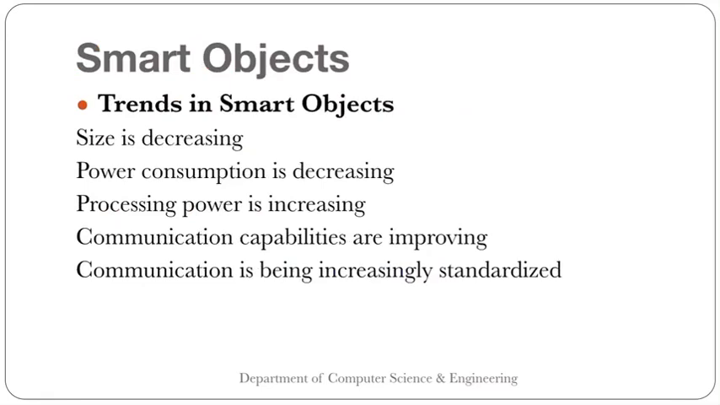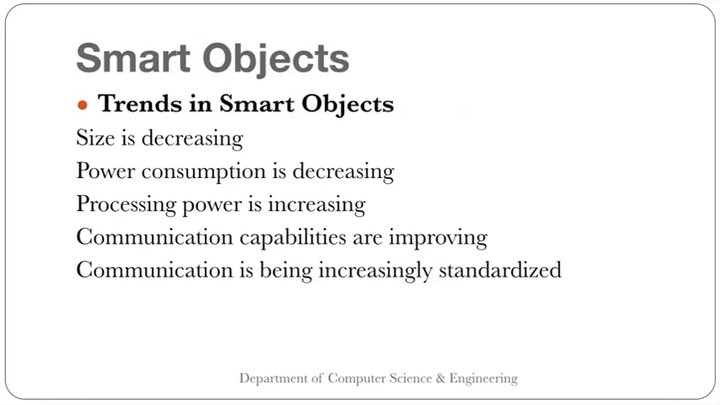So what are the trends in smart objects today? So many smart objects are getting created nowadays. What are the trends nowadays in smart objects? Size is decreasing. This makes smart objects easier to embed in everyday objects. If the size is reduced, they can be easily embedded into our everyday devices, like in a watch.